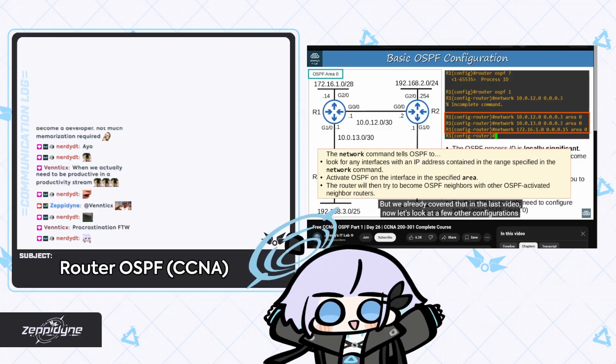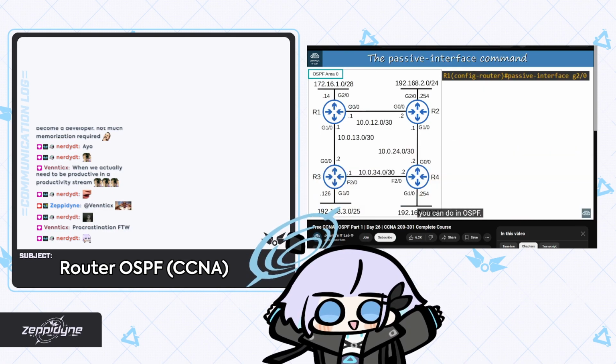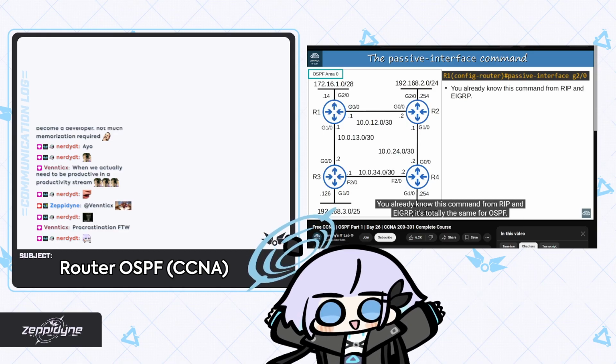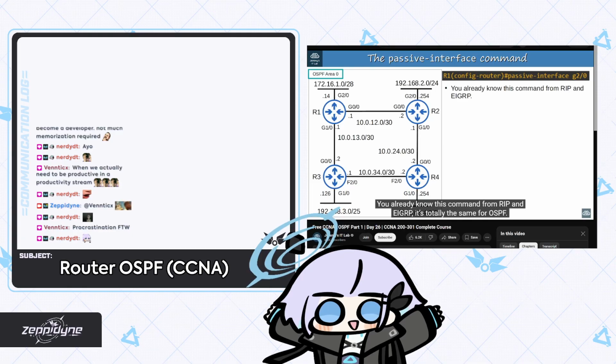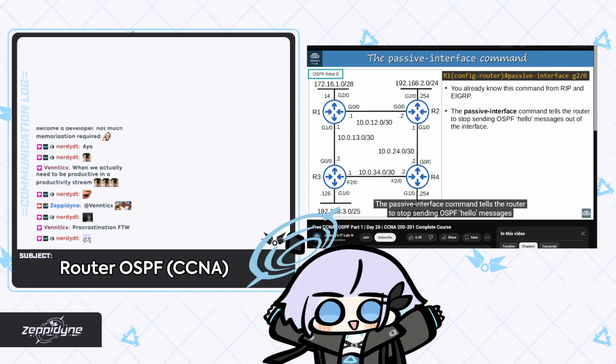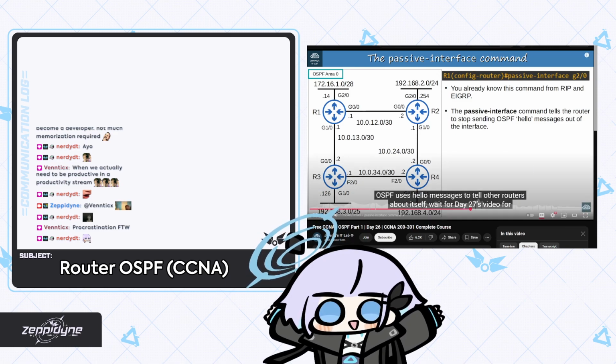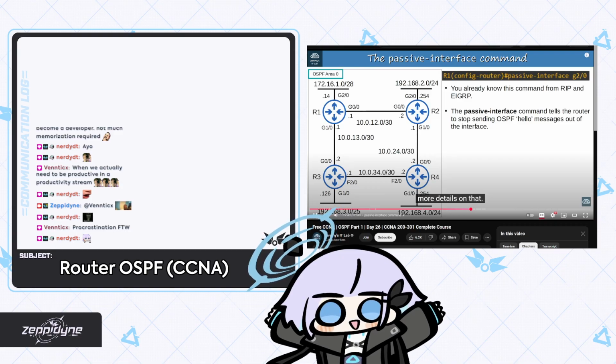Now let's look at a few other configurations you can do in OSPF. First up, the passive interface command. You already know this command from RIP and EIGRP. It's totally the same for OSPF. The passive interface command tells the router to stop sending OSPF hello messages out of the interface. OSPF uses hello messages to tell other routers about itself. Wait for day 27's video for more details on that.